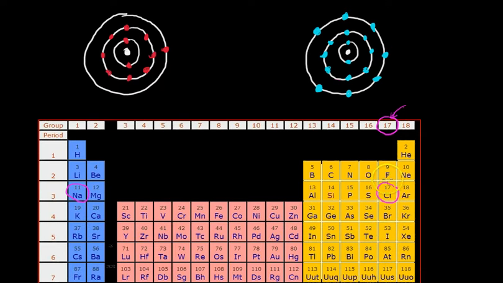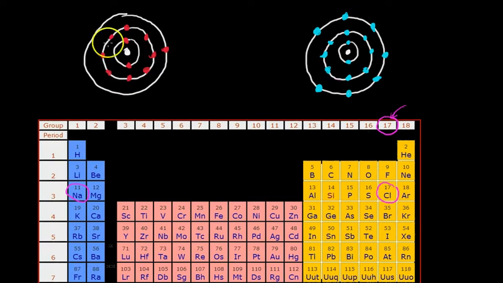All right, so this column of elements have 7 in the outer shell. All right, all of these: fluorine, chlorine, bromine, iodine. And then over here, if we take a look at this column, group number 16, it's going to have 6 in its outer shell, oxygen, and so on. Okay, over here, 18 has 8 in its outer shell. All right, we'll get to that.